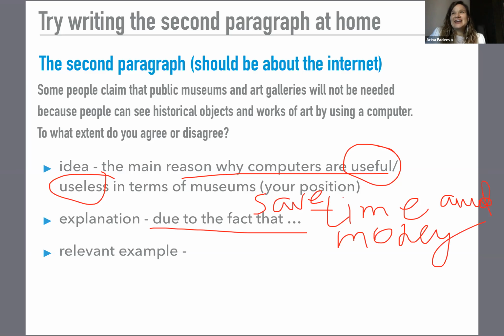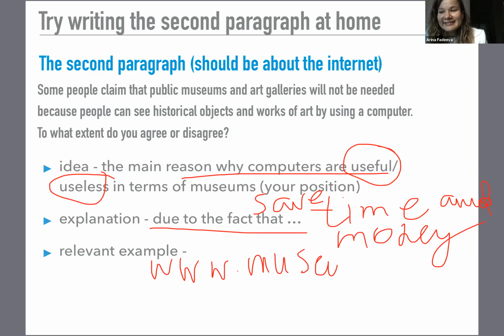Could you please give me any? By the way, if you're at the real exam, it's absolutely fine to write some not real example. You can write something like www.museum.com, and it would be an example. Nobody cares if it exists or not, so don't be shy, just write it down as an example. This site provides people from all over the world with a 3D version of all the objects, of all the rooms they got there. And that would be a relevant example.